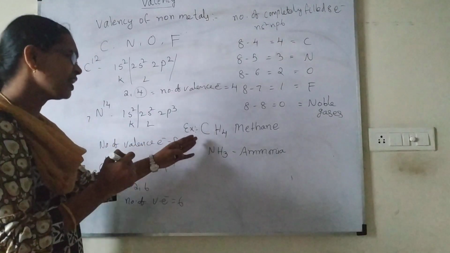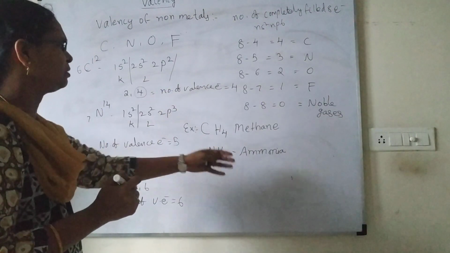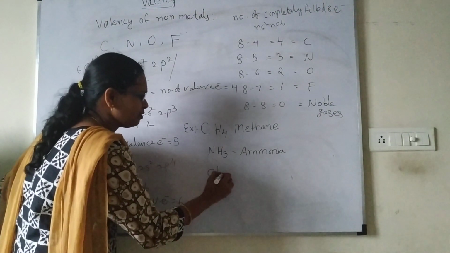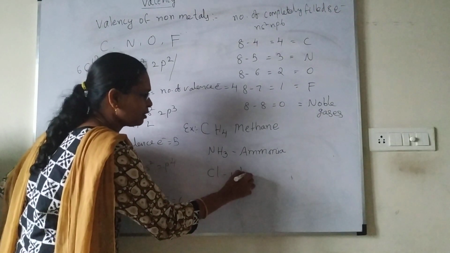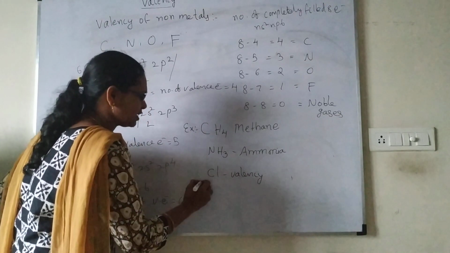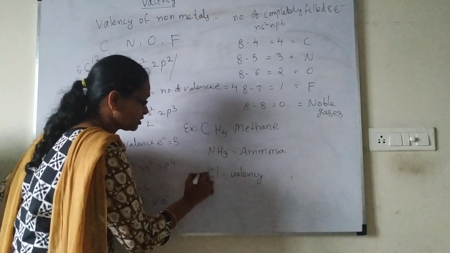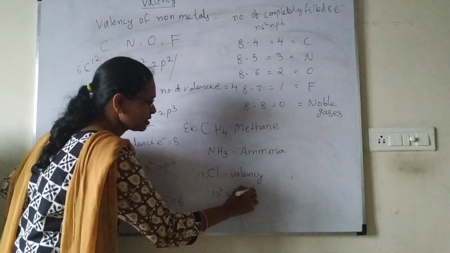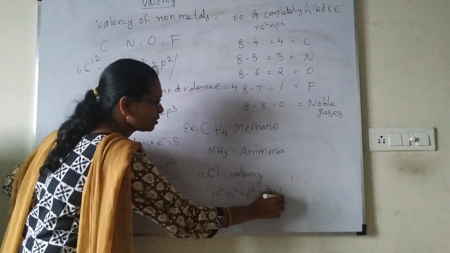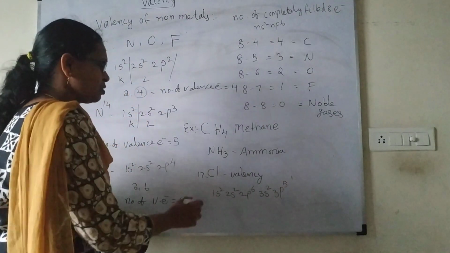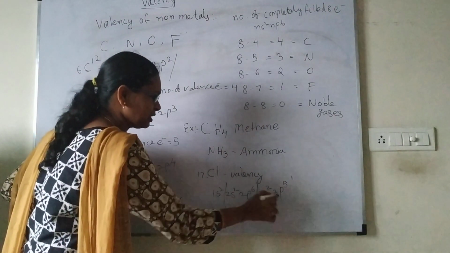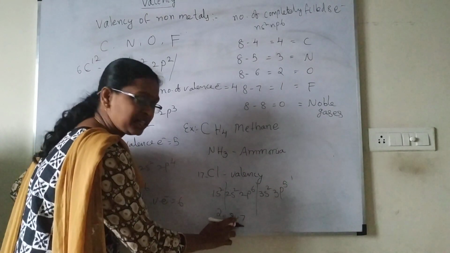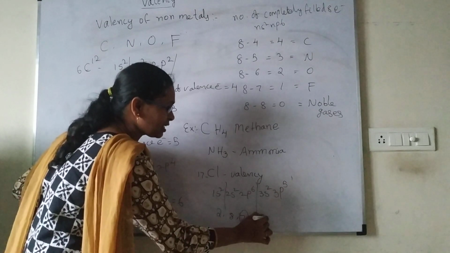Okay. Ammonia. So like this we can take. Even any elements you can take, all the non-metallic elements. Even you take chlorine. Chlorine valency. Chlorine belongs to 7th A group elements. So chlorine valency, when you are considering even normal electronic configuration, I will show here. So 1s2, 2s2, 2p6, 3s2, 3p5. Okay. First shell, second shell, third shell. So 2, 8, 7 electrons. So here 7 valence electrons are there.